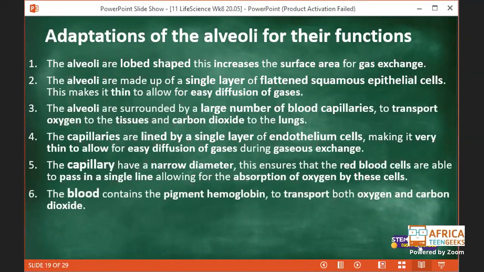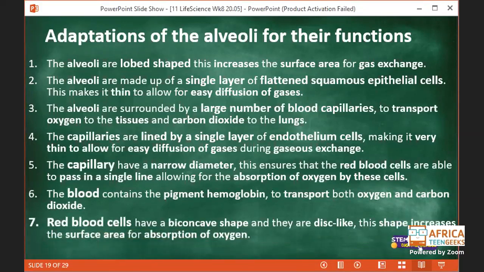Then the blood contains the pigment hemoglobin to transport both oxygen and carbon dioxide. And we will look at hemoglobin in the upcoming slides. And then red blood cells have a biconcave shape and they are disc-like. This shape increases surface area for the absorption of oxygen.